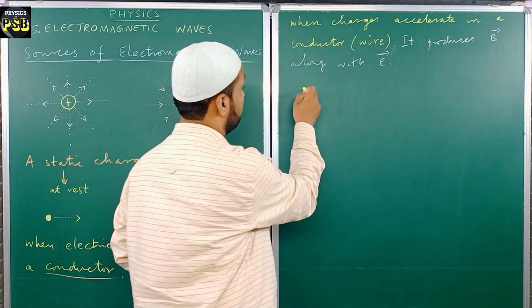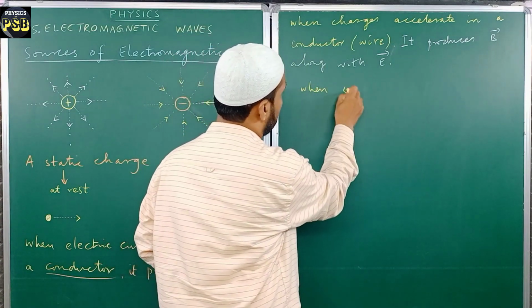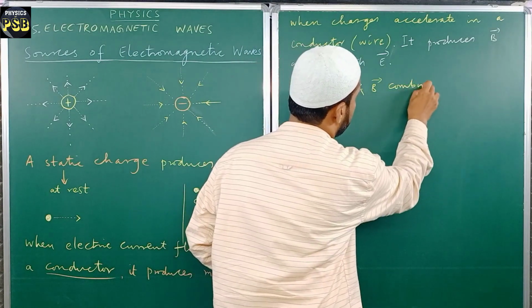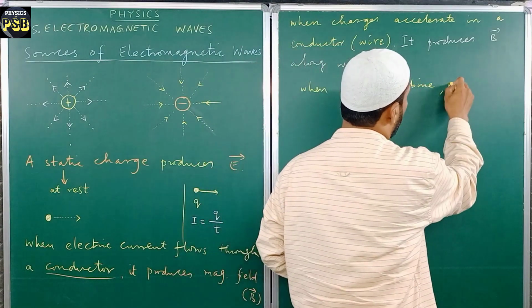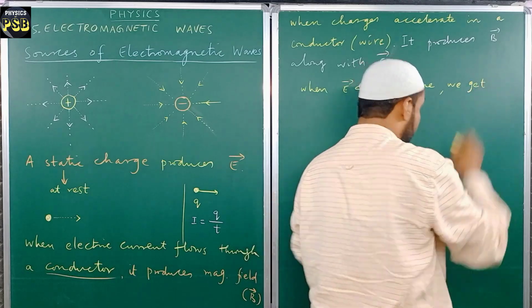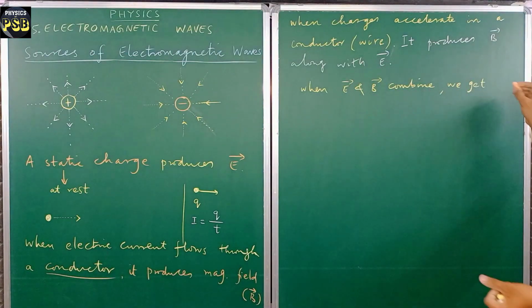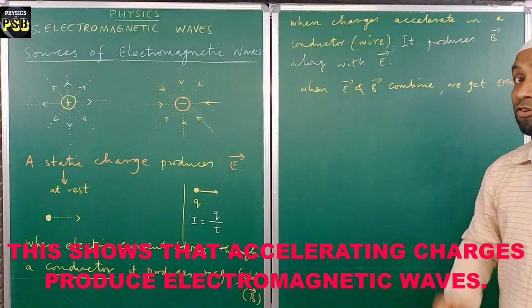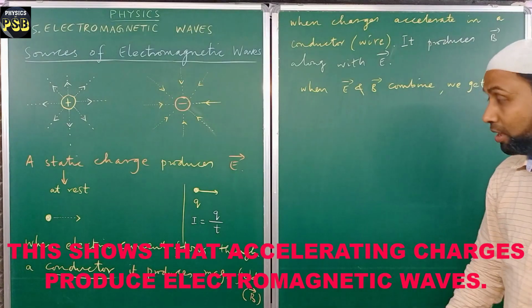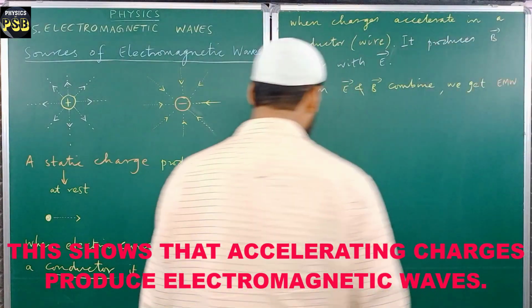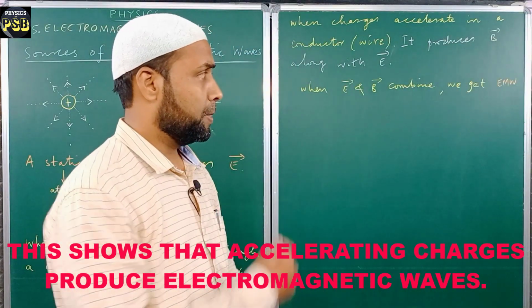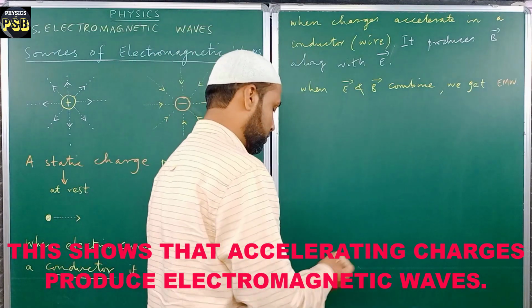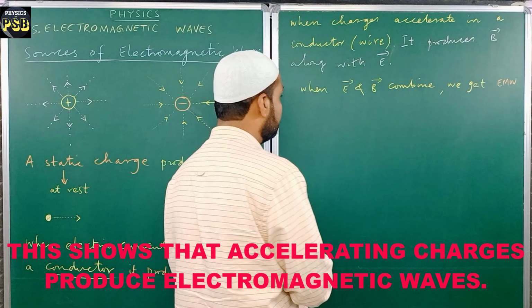Okay, when E and B combine, we get electromagnetic waves. So remember this, we get electromagnetic waves. EMW stands for electromagnetic waves. Fine. So here, how does this electromagnetic wave look? Let me show this to you with the help of a simple diagram.